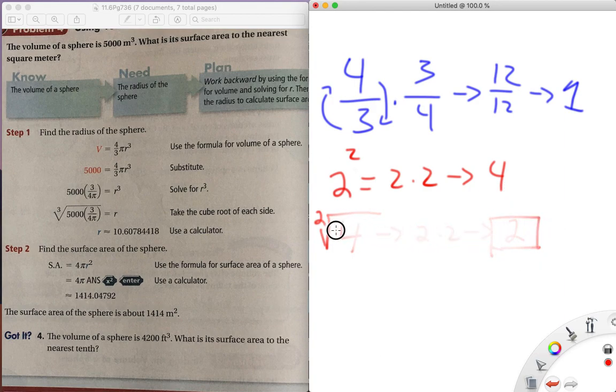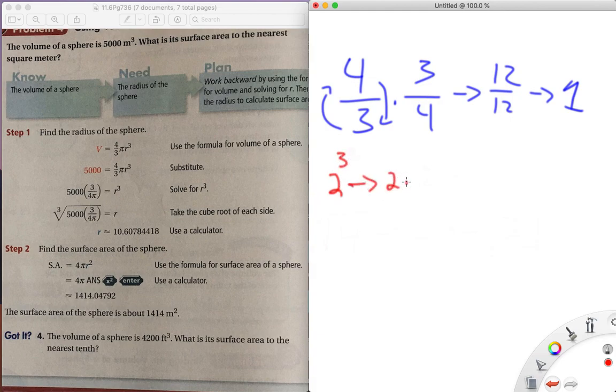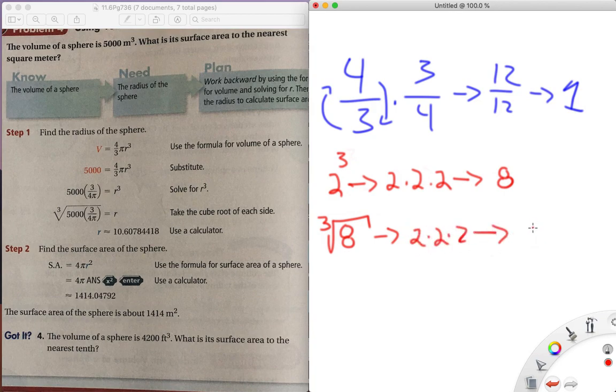When we talk about cube rooting, it's the opposite operation of cubing. So if I have 2 to the third power, it would be 2 times 2 times 2. I'm multiplying it 3 times, or it would be 8. So when I talk about the cube root of 8, it's the number that I multiply 3 times to get to 8. So again, 2 times 2 times 2. So the cube root of 8 is 2.